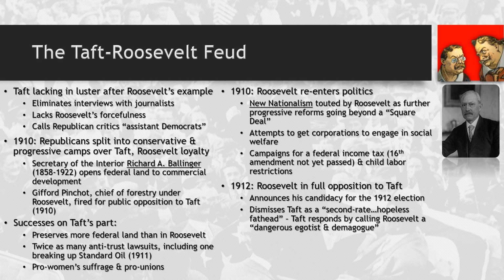And this is where he and Taft get into a very bitter feud with one another, right? Very bitter politics. He calls Taft a second-rate, hopeless fathead, and Taft calls him a dangerous egotist and a demagogue, right? He thinks that Roosevelt is this individual who is just so full of himself, and Roosevelt thinks that Taft doesn't know what he's doing. And to add insult to injury, even though Roosevelt initially starts to campaign on the Republican Party ticket, Taft actually gets the official nomination, and so Roosevelt is extremely upset by this.